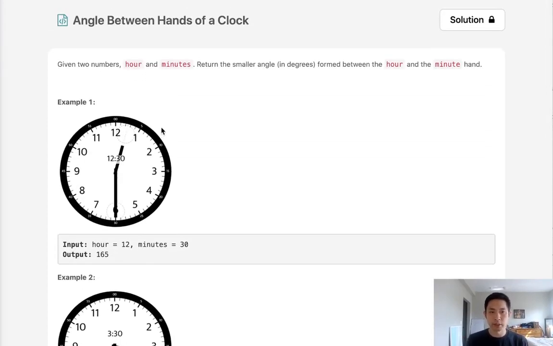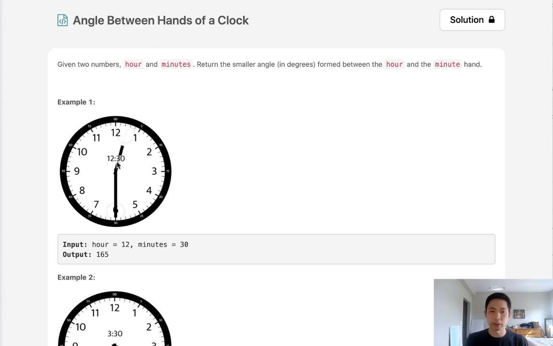It touches upon different areas. It's not just a computer science problem, right? It's also a math problem, so you might need to remember your geometry. So the first thing is, how many degrees are there in a clock? Now, it's a circle. Obviously, there's 360 degrees. Right? But there's a couple of gotchas here.